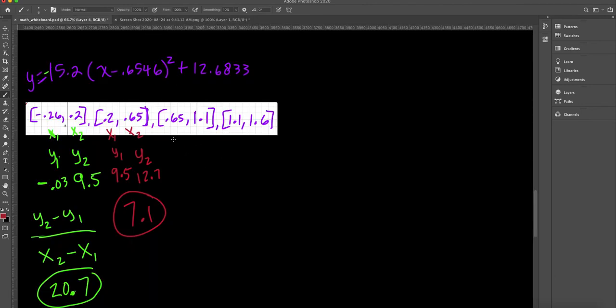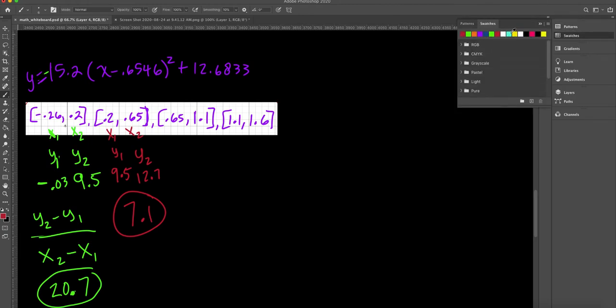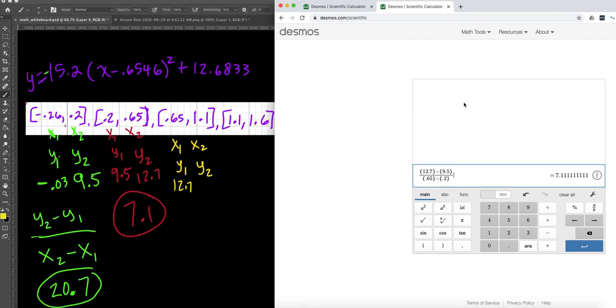Okay, now we're going to try this again. Let me change colors. Okay, so this is x1, x2. We want to find our y1 and our y2. And so since it's 0.65, 0.65, if we were to plug that in, we know we would get the same answers right there. Now we need to plug in 1.1. So we go to this one, plug in 1.1, and that gives us 9.7.